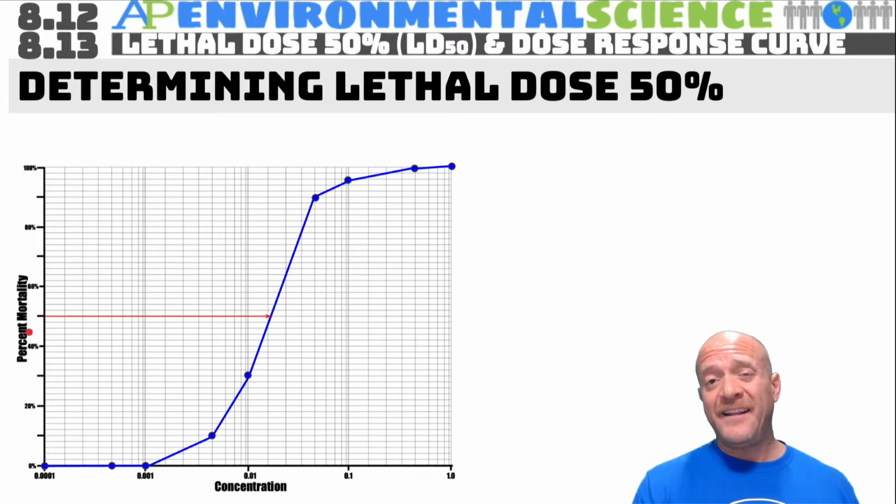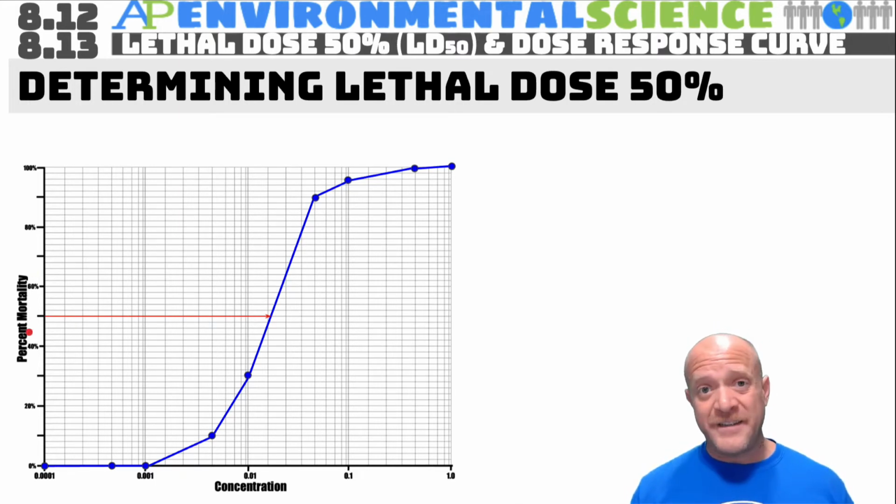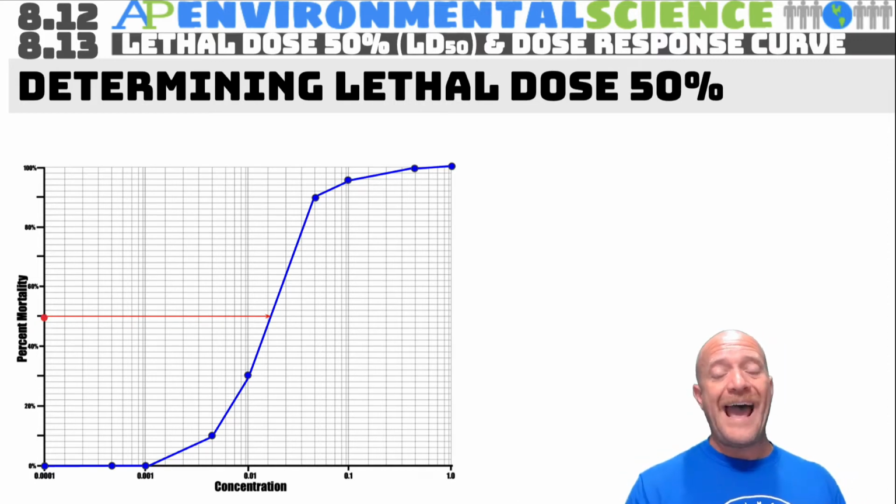If it's percent mortality, that's easy. Draw a line at the 50%. If it's number of individuals, then you go to the halfway point. Either way, you want to do it halfway up on the y-axis, draw a line straight across, and then draw a line straight down. And from that, you'll be able to figure out your lethal dose 50 in concentration.